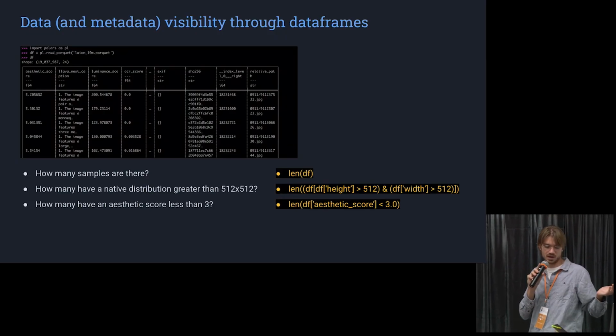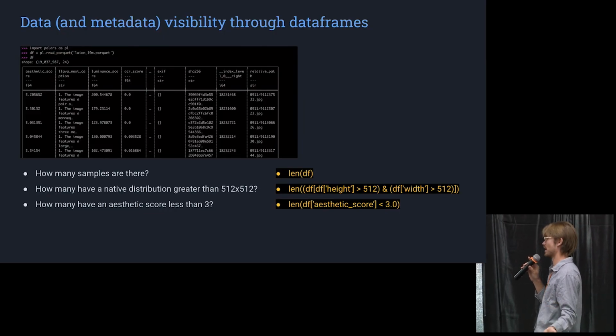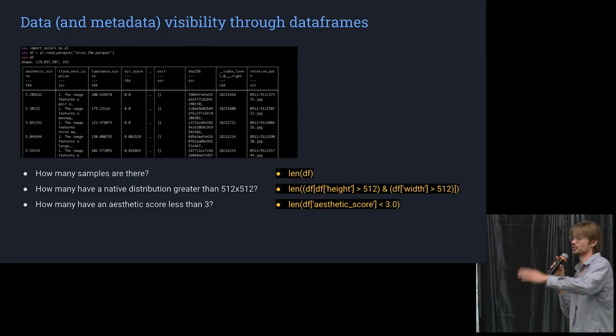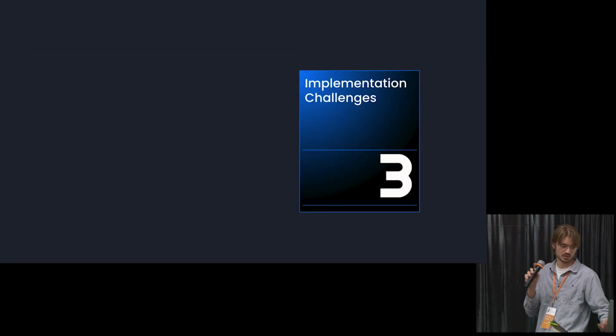How many samples are there? How many have a native distribution greater than 512 by 512? How many have an aesthetic score of less than 3? You really want to be able to answer questions flexibly about your data as they come in. And with that, I'll give it back to Carlos.